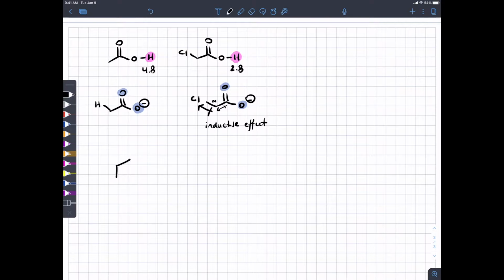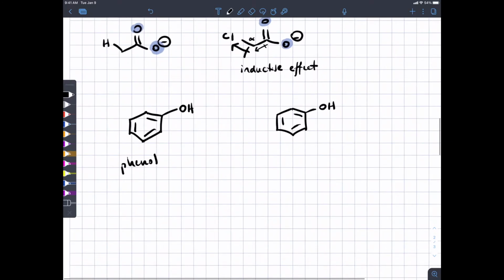Another example of electron withdrawal, but this time via a resonance effect, is comparing the acidity of the molecule on the left, which is called phenol. Don't ever call it phenol. It's just like it's irritating to organic chemists. I suppose if you want to make us angry, you can call it phenol.